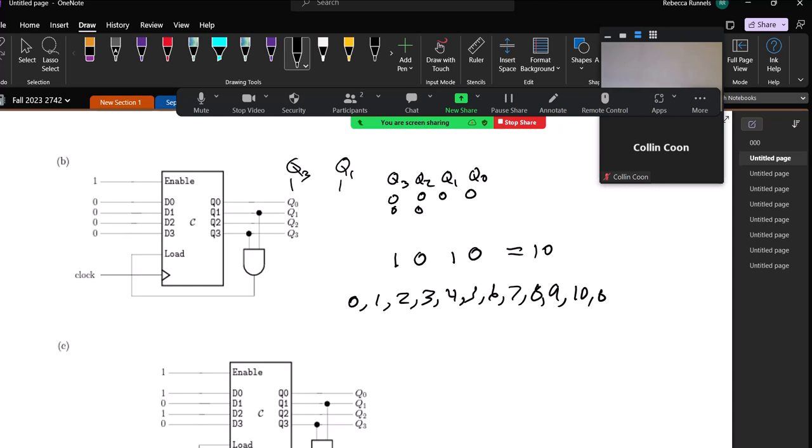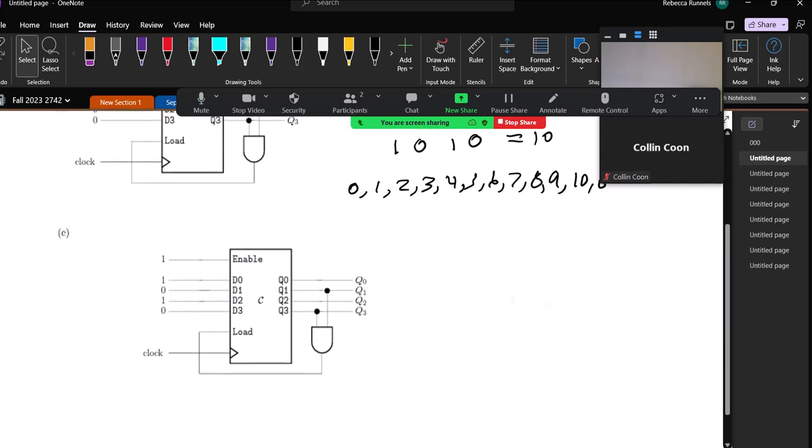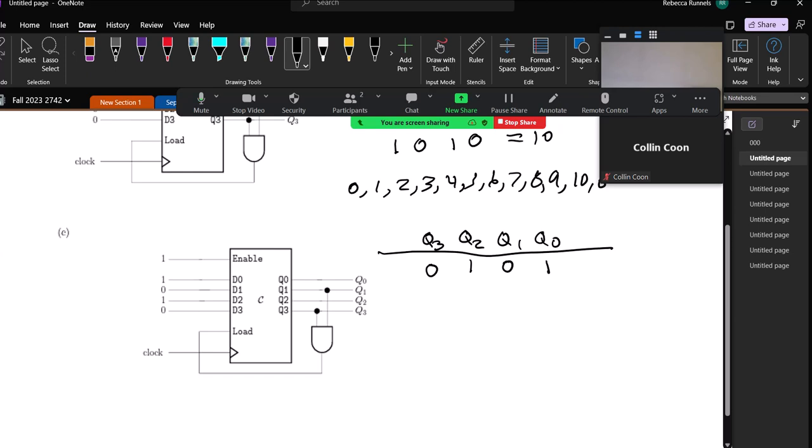Okay, all right, so let's go on and look at the questions on that. Okay, so this one is slightly different because of where we're loading. So we load with Q0 and Q2 equaling 1. So this is Q3, Q2, Q1, and Q0. So that number is 5.